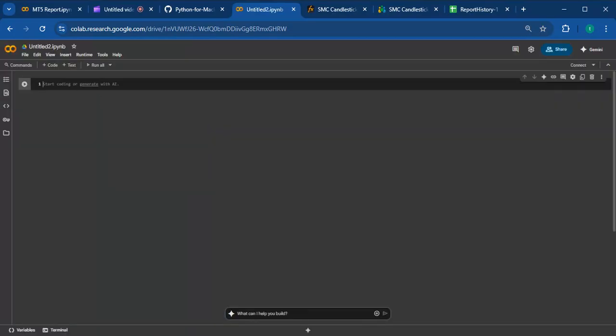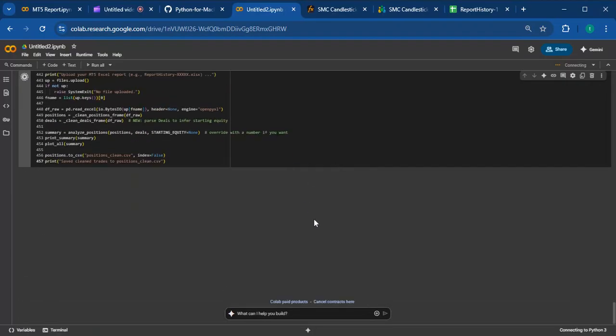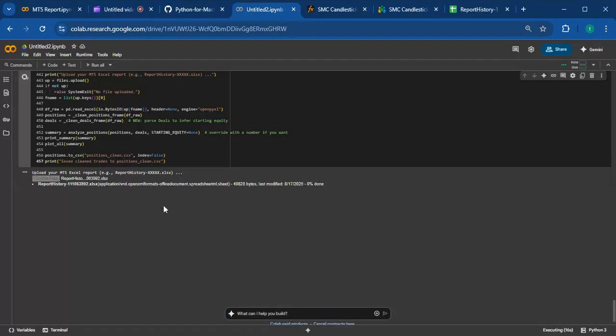So this is a new notebook. I'm just going to paste the code, upload the file, and the work gets done on its own. Now I'm going to run it. It's asking me to upload the trading report. You can save the trading report from your MetaTrader 4 or your MetaTrader 5.